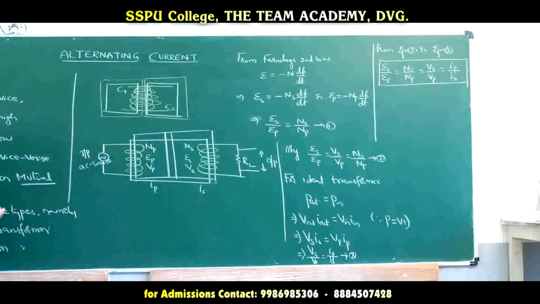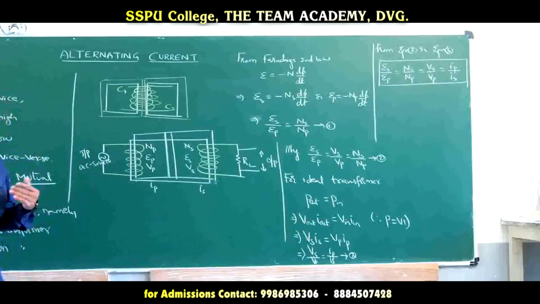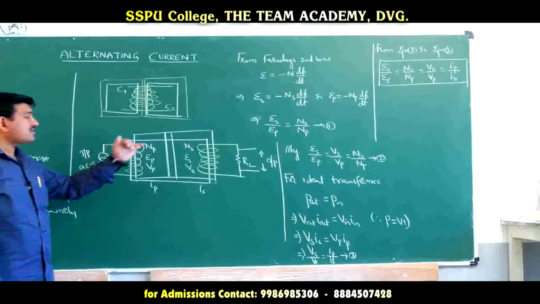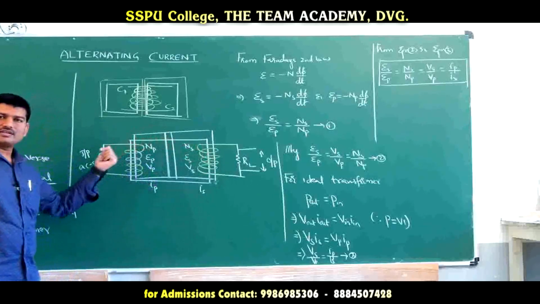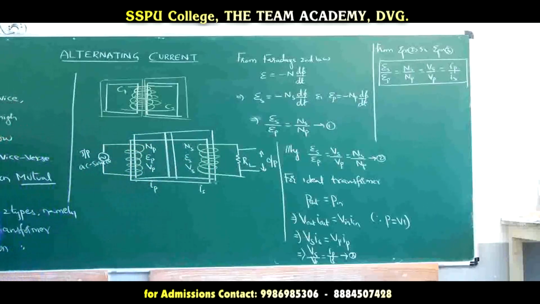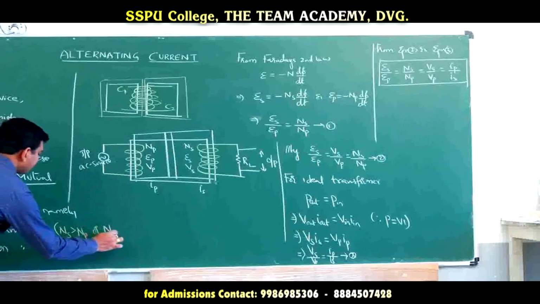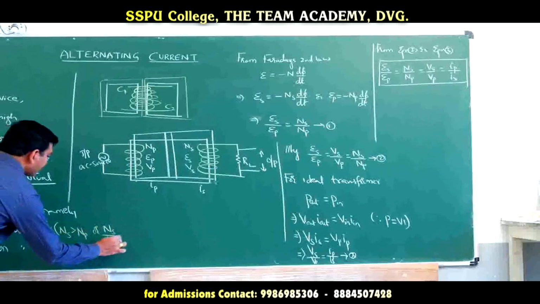Suppose I want to construct a step-up transformer. Then the output voltage must be more than the input voltage. That implies that the number of turns in the secondary must be greater than the number of turns in the primary. So for a step-up transformer, what is the condition? The number of turns in the secondary must be greater than the number of turns in the primary, or I can say that Ns by Np must be greater than 1.